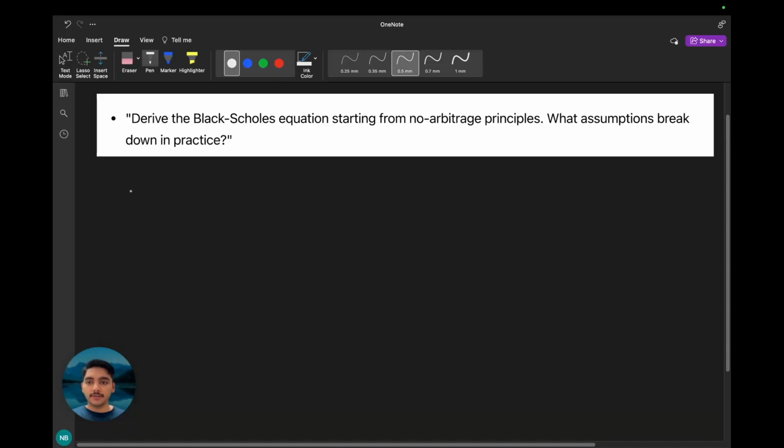Step 1 is that we will derive the stock price process. First we will assume that our stock price follows a Brownian motion. So its equation becomes something like this.